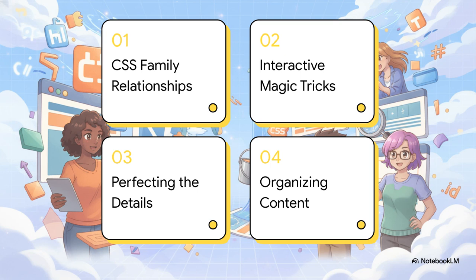So in this explainer, we're going to unlock 4 of these CSS superpowers. First, we'll get into managing family relationships in your code. Then we'll cook up some interactive magic tricks. After that, we'll focus on perfecting the tiny details. And finally, we'll figure out how to organize huge amounts of content.